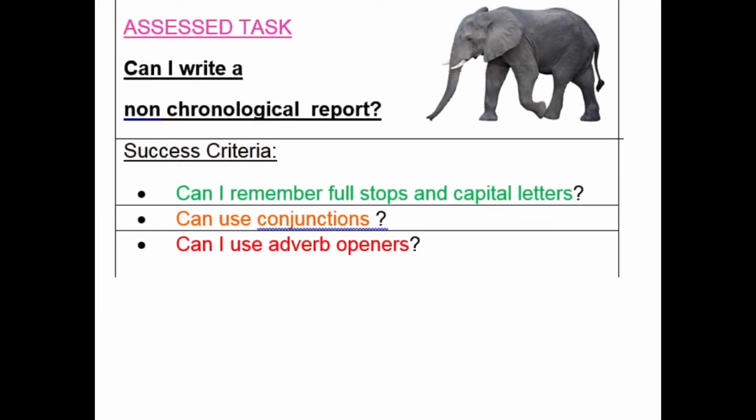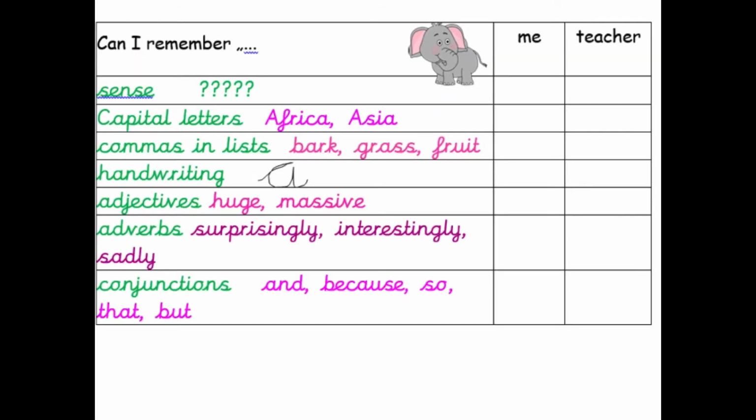Your TLP is, can I write a non-chronological report? And these are some of the things we're going to try and remember. Full stops, capital letters, conjunctions like and because and that. And maybe the red one, if you're feeling super clever, is adverb openers. And I'll show you some examples. So remember, after we've done our writing, we're going to be looking at this and checking what we've remembered. So hopefully you're going to read it and it'll make sense.